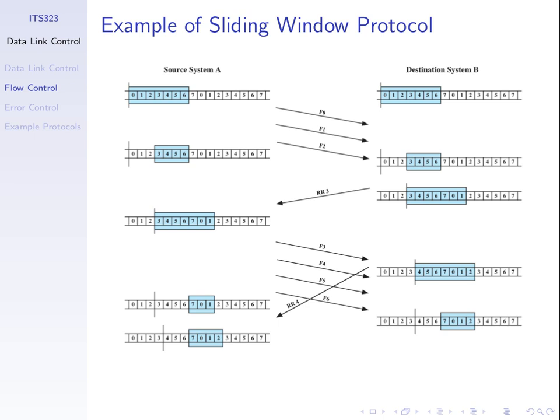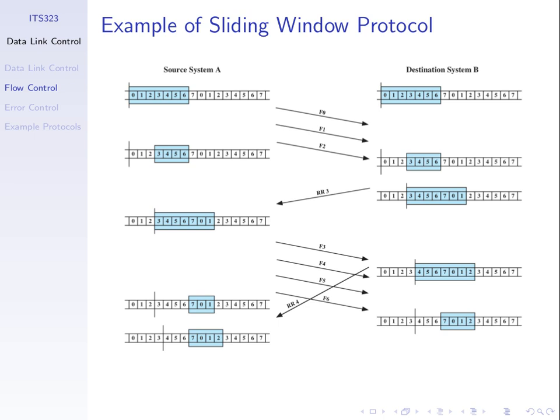4, 5 and 6, these 3 are outstanding, and we're allowed to send another 4. And we could keep going, but it doesn't continue any further. So this is just an example that we don't always send all 7 frames. We only send as many as we have available to send. It depends upon the data we have available.